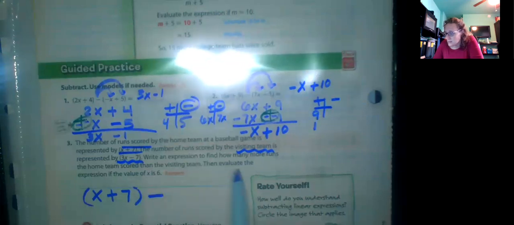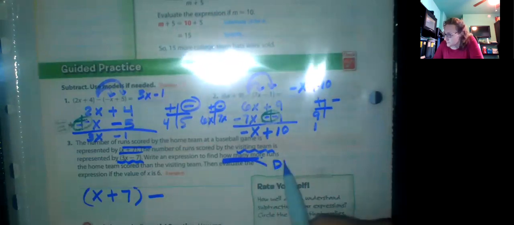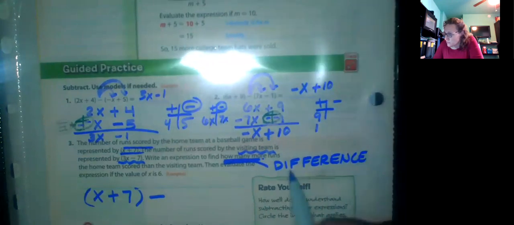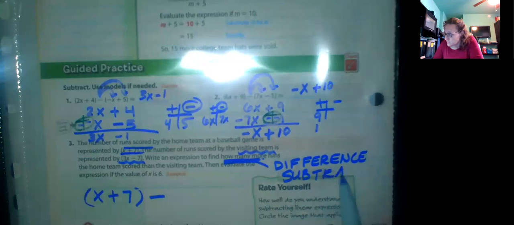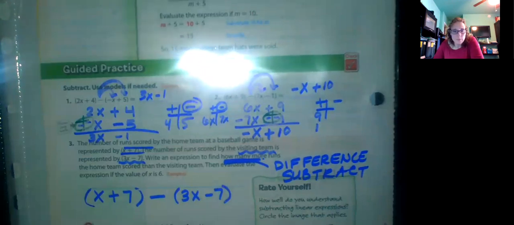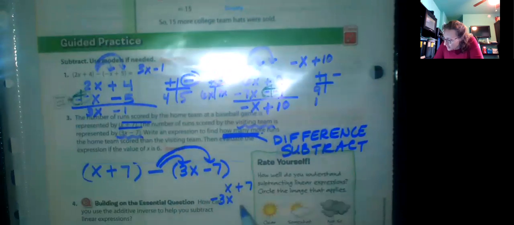Okay, so x plus 7 minus, because we want the difference. How many more is our difference? Or the other word that means is to subtract. 3x minus 7. Okay. All right, so I have x plus 7. And then what does this tell me to do? This tells me to take away 3 x's and then take away a -7.